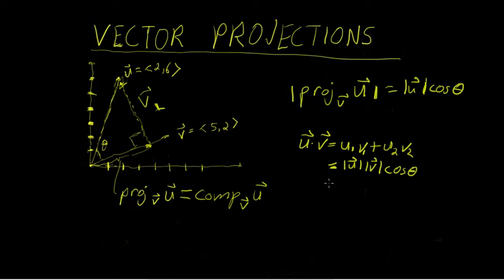So another way to represent cosine theta would be u dot v over magnitude of u times magnitude of v. And all I did here was divide both sides of this equation by magnitude of u and magnitude of v.